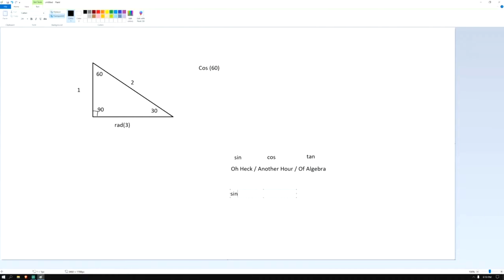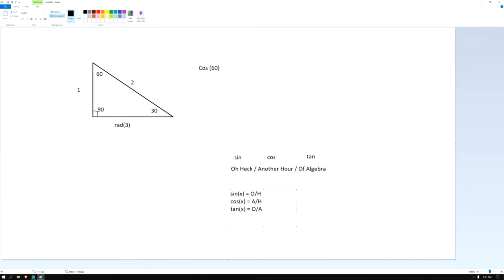So sine of some angle x equals opposite divided by hypotenuse. You don't want to mess that up. Cosine of some angle x is adjacent over hypotenuse. And tangent of some angle x is opposite over adjacent.